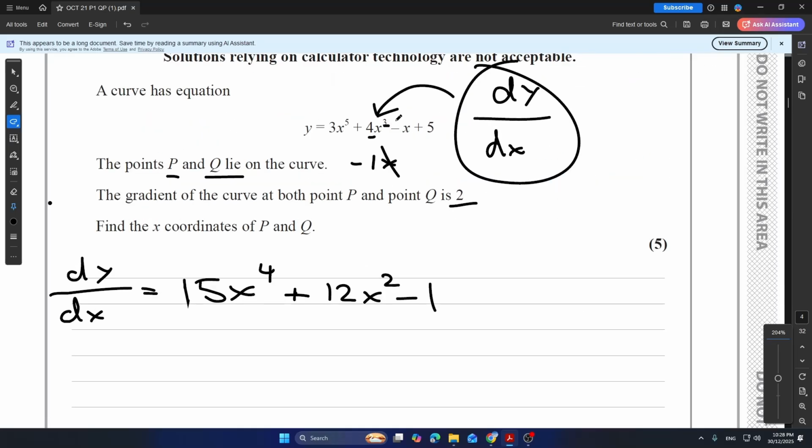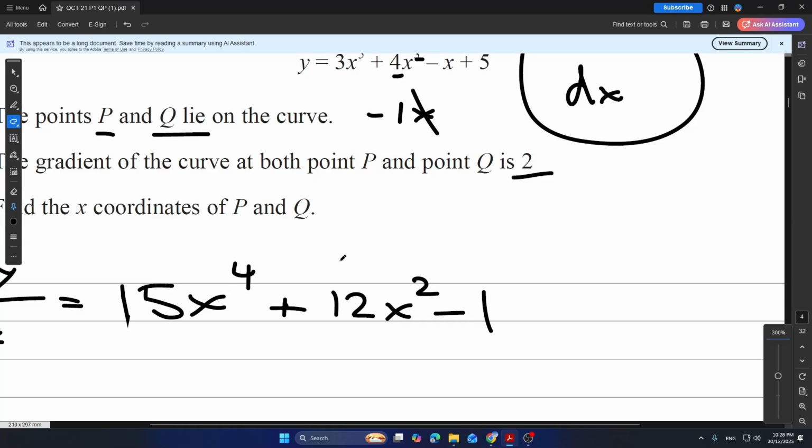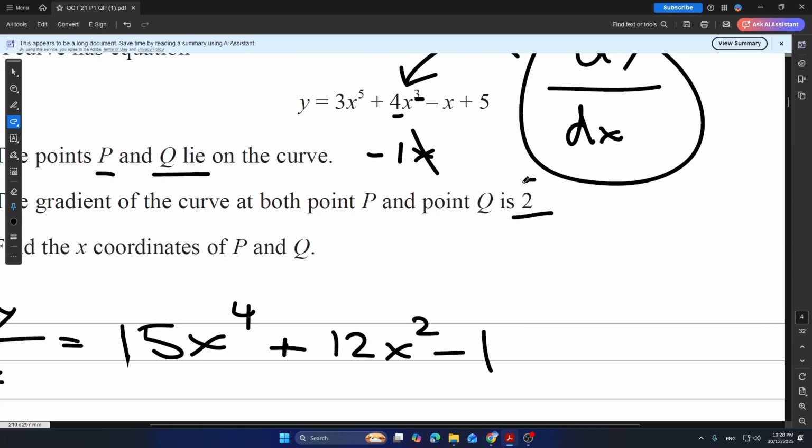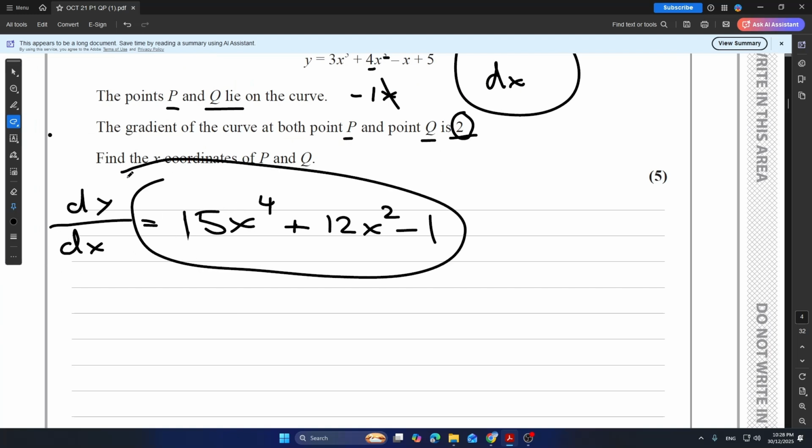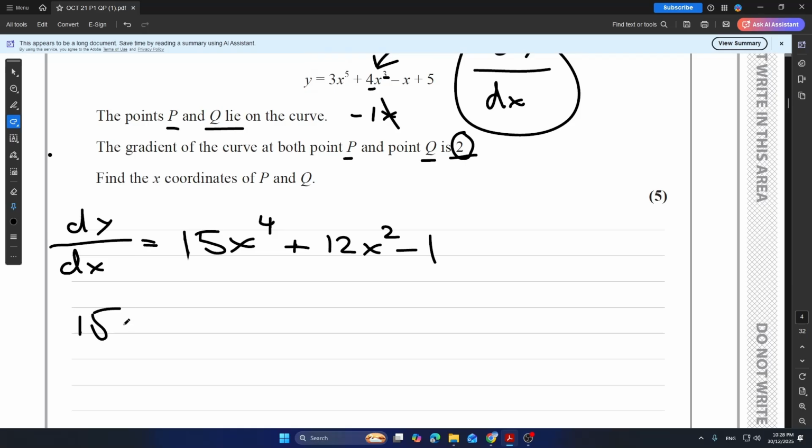After we differentiate, I already said the dy by dx means gradient of a curve. It's giving us the gradient of the curve as 2 at points P and Q. So at both of the points on the curve, the gradient is 2. So what does this mean? If this is dy by dx, that means this equation is going to be equal to 2. So I'm going to write 15x power 4 plus 12x power 2 minus 1 equal to 2. And now we just solve the equation like normal.